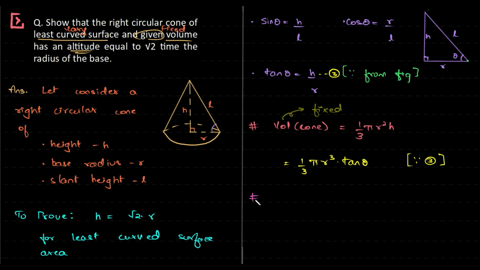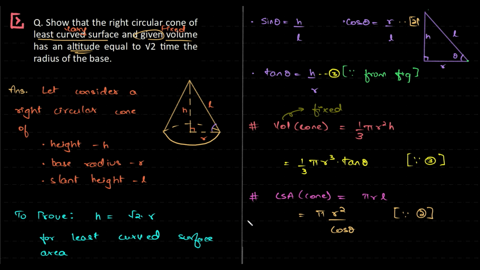How will this help? This is something that we'll see in time. Then the curved surface area of the cone is given by pi r L. That's a traditional formula. We're going to re-express this as, in place of L, I'm going to write r square by cos theta. All I'm doing is simple substitution, say from 2. This I'm calling as 2.